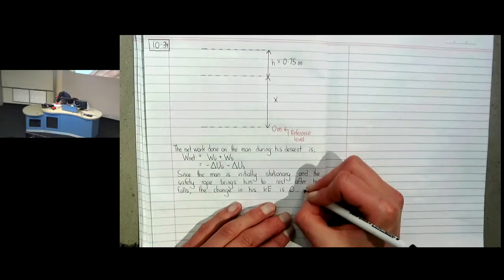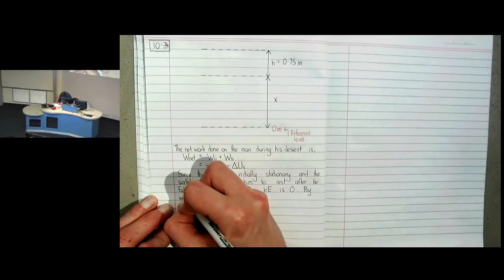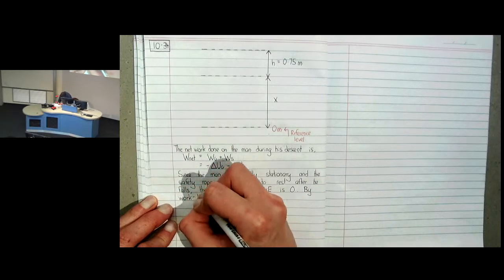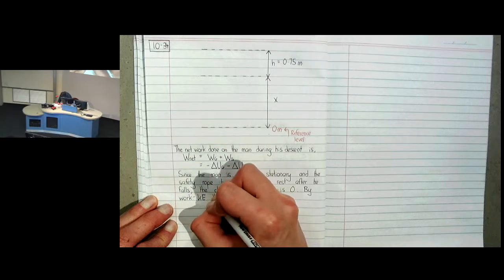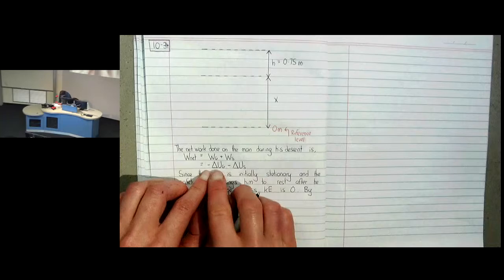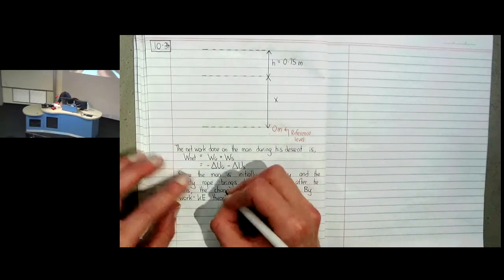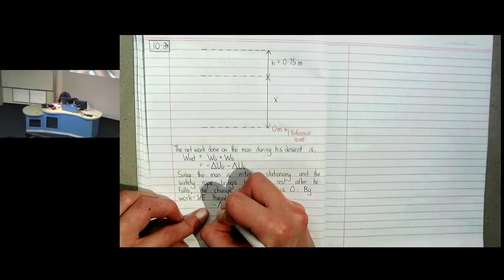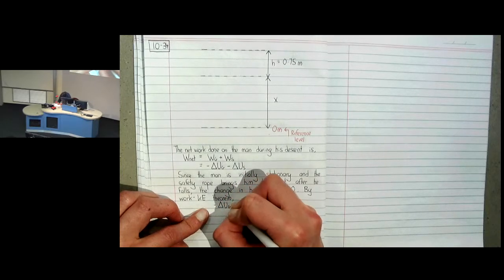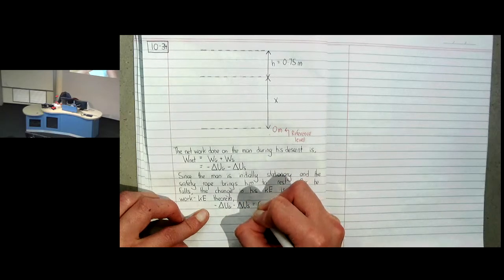So by the work kinetic energy theorem then, what we can say is that the net work has to be 0, and that means that the negative of the change in the gravitational potential energy take away the change in the elastic potential energy also has to be 0.